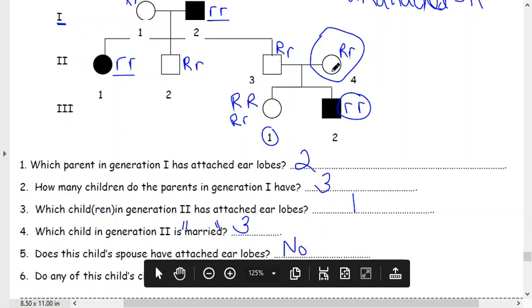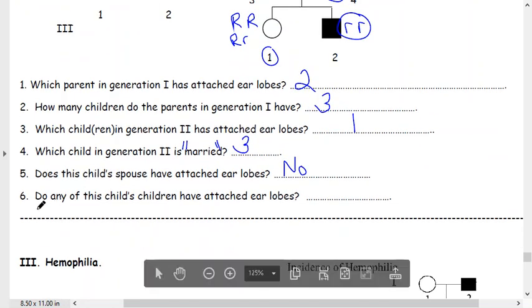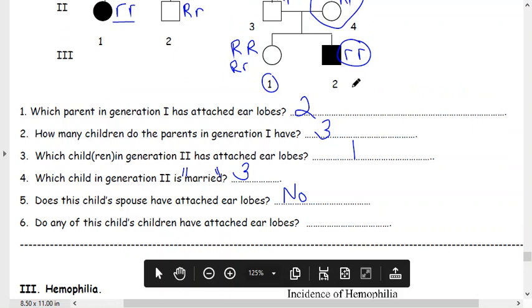They are unattached because she is not shaded. Do any of these child's children have attached earlobes? Yes. Individual here, right, number 2. Yes.